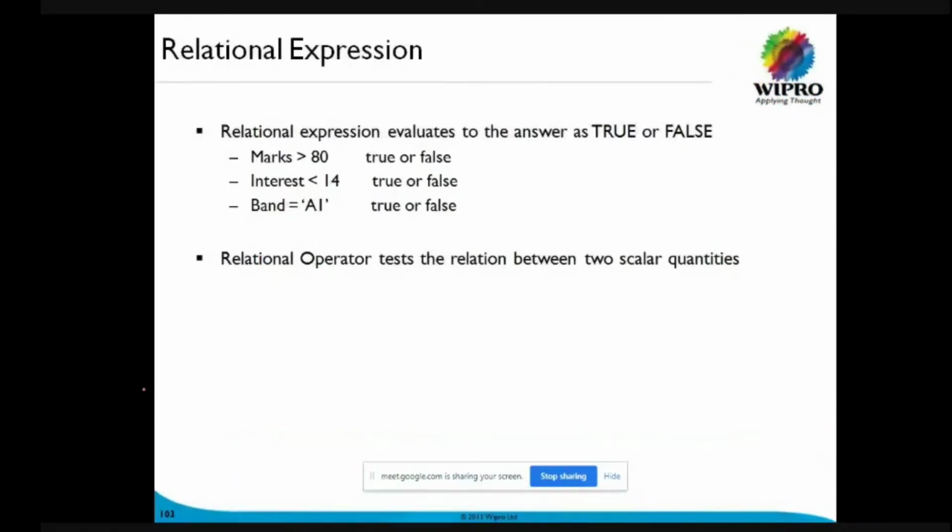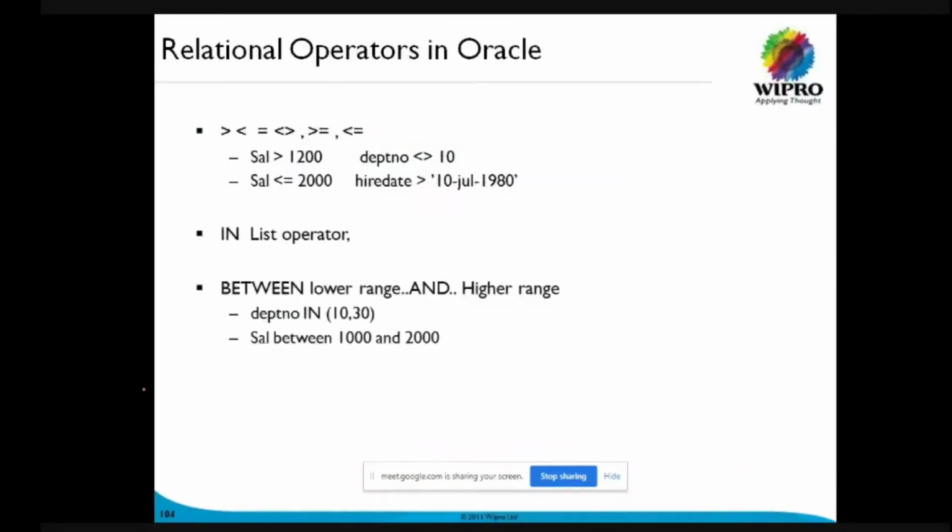So now you can just consider some relational expression. Normally a relational expression evaluates the answer as true or false. Suppose I am giving the first expression, marks greater than 80. Suppose one student's mark is 90. Whether it's true or false? It's true. Mark is 60, it is false. Like that, any relational expression evaluates the answer as true or false.